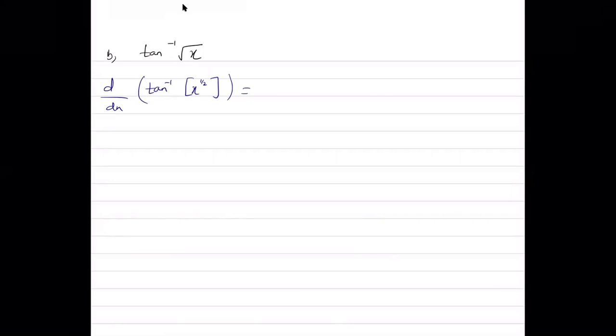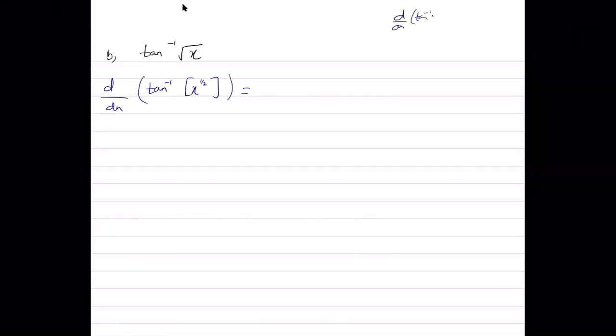See, the differentiation of tan inverse of x was in the form of 1 over 1 plus x square times the differentiation of x, which was 1. So similarly here also, 1 upon 1 plus, x to what power? Yes, the term inside the bracket is going to be x to the power of half, multiplied by the differentiation of x to the power of half, that is half x to the power of minus half.